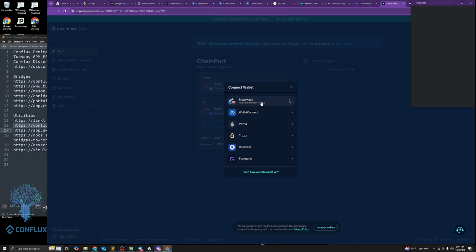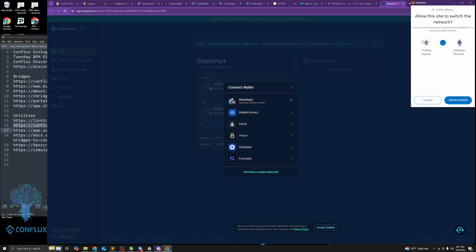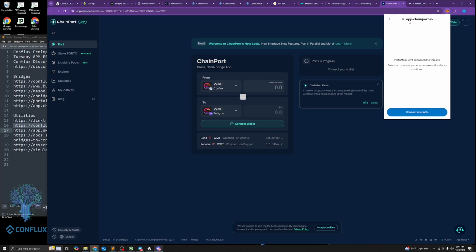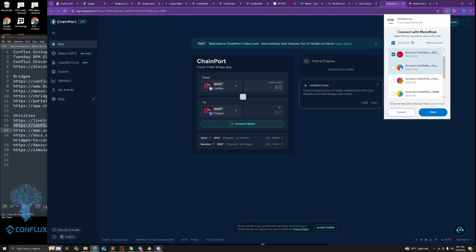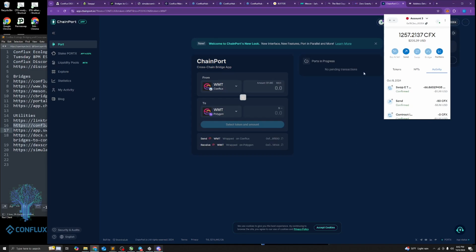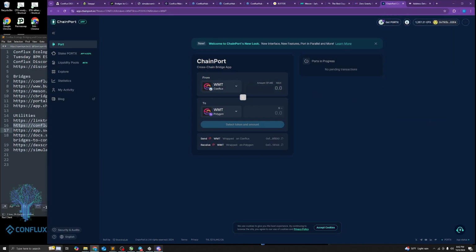It's weird that it's not orange. Okay, Conflux eSpace. I don't know why dApps do that sometimes. Like, why did I have to go to Ethereum? But anyway, okay, so we are connected now with our 50 WMT. I'm going to send it over there.